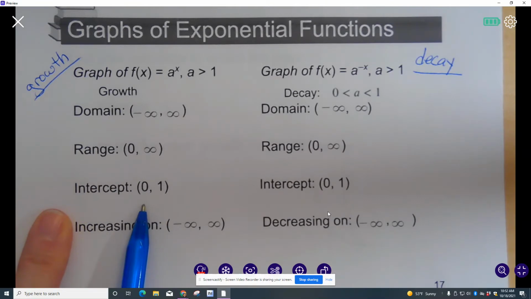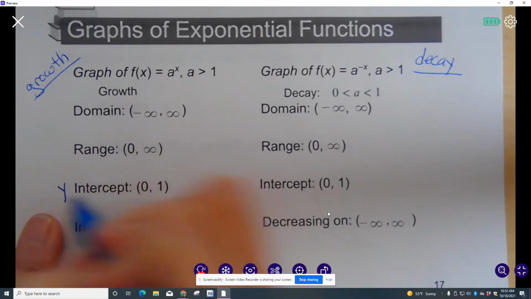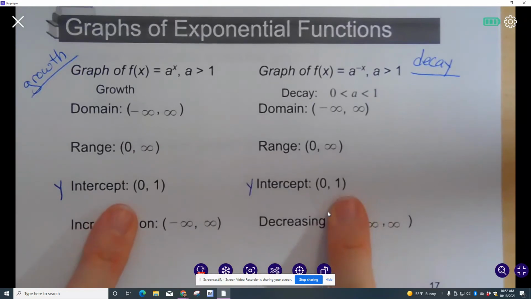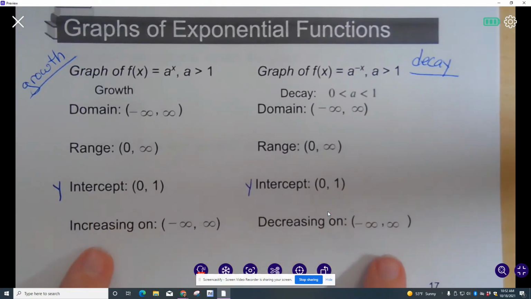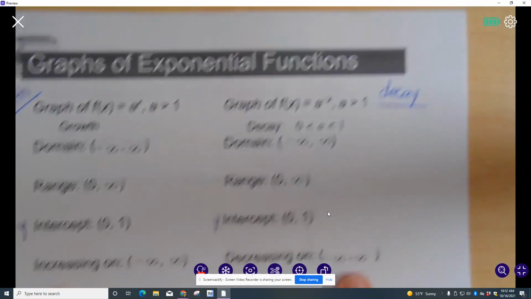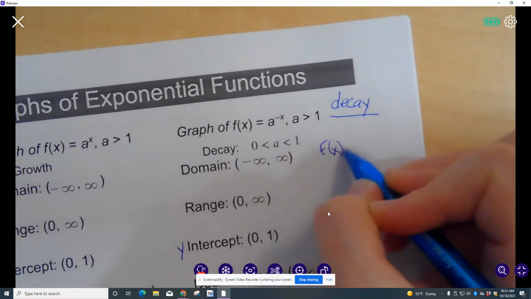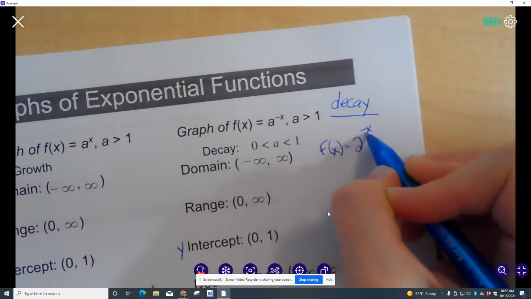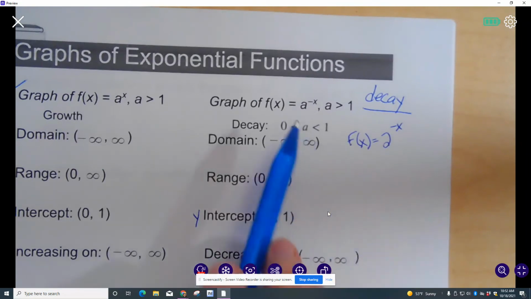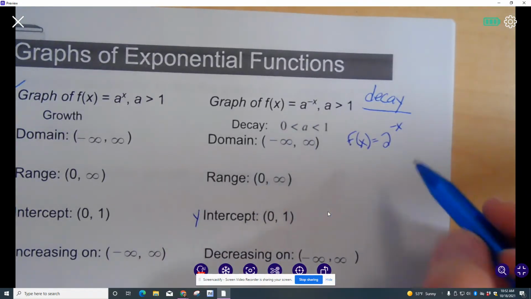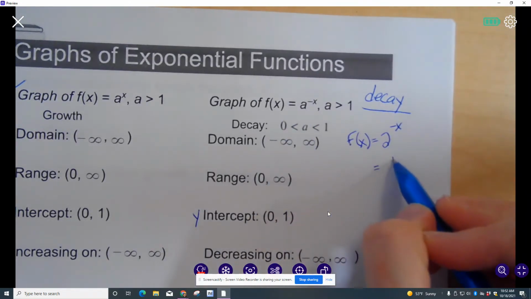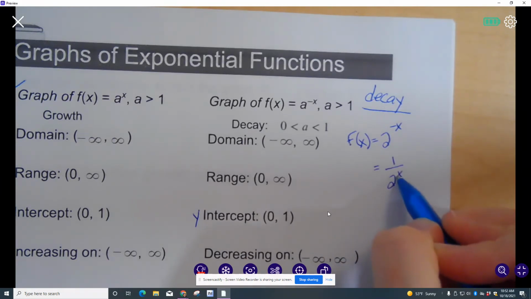The y-intercept, this is actually the y-intercept, 0, 1. Remember, they were the same for both of those functions. And the growth is increasing always, and the decay is decreasing always. Now for decay, I just wanted to put an example. So this book is going to tell you if you have that, that is decay. So if your exponent is negative. Now I'm going to use that negative exponent rule that we just did, and I'm going to say, hey, that's equal to that.